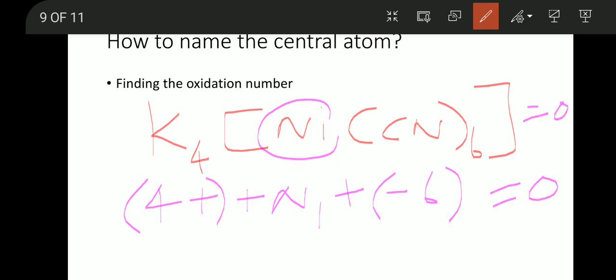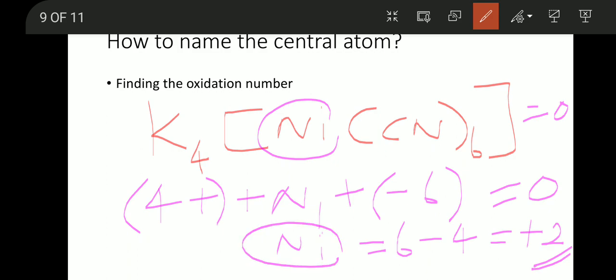So how do we find it? Very easy. So Ni will be equal to minus 6, which will become plus 6 when it goes to the other side. So plus 4 will become minus 4 when it goes to the other side. 6 minus 4 will be plus 2. So in this case, the oxidation number of nickel is plus 2.